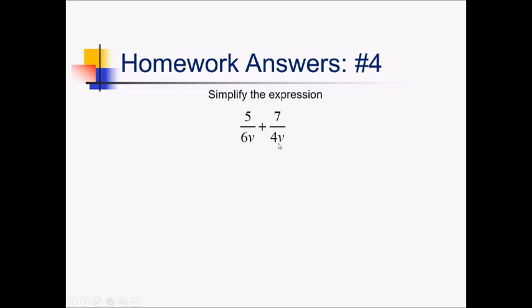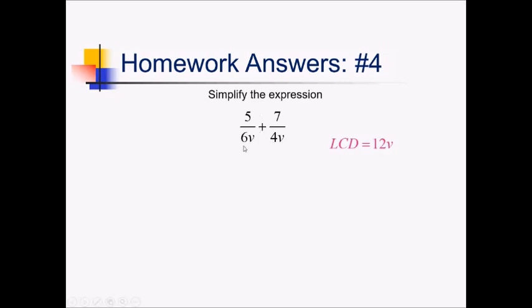To add these fractions together, I need to get a common denominator. So taking a look at the factors I've already got down there, let's look at the 6 and the 4 first. Smallest number that 6 and 4 both go into? Well, that's going to be 12. So we need a 12 in our LCD, and we also need a v to cover those v's that are in the denominator.